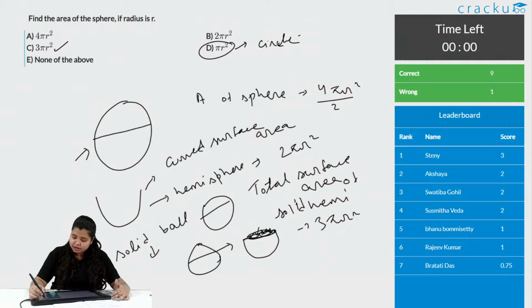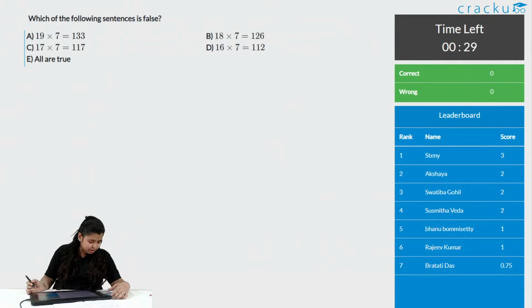Let us go to the next question now. This was the third question and this is the fourth question.